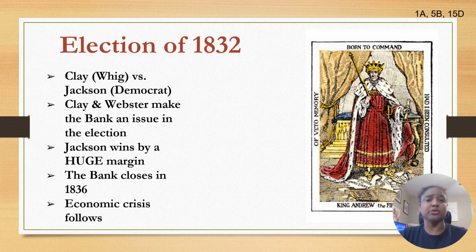So let's move over to the election of 1832. Andrew Jackson ran for a second term in office against Whig candidate Henry Clay. Jackson won the election of 1832.